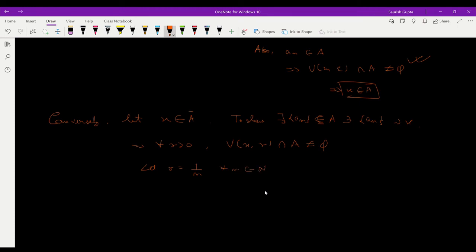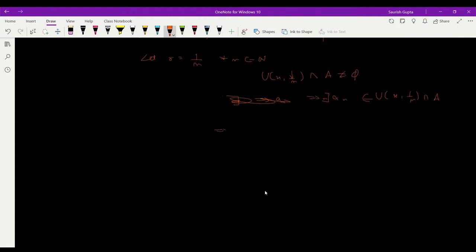Okay, we can choose any r, right? Because it is any positive r. So now the open ball U(x, 1/n) intersection A is non-empty. This implies that there exists some a_n which is in the intersection. So this a_n obviously belongs to U(x, 1/n) intersection A.